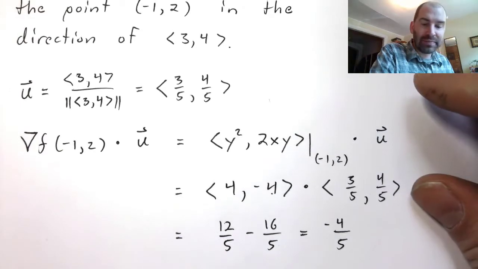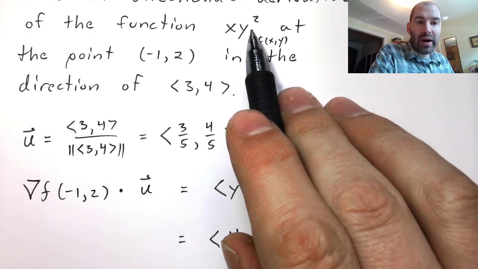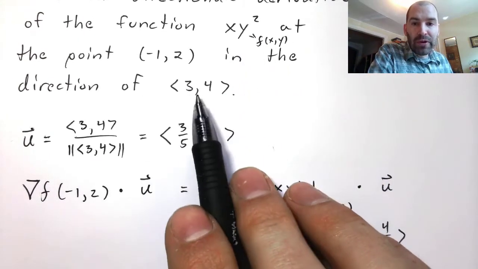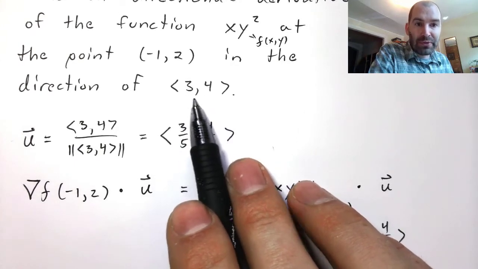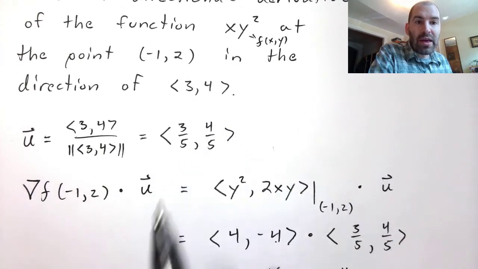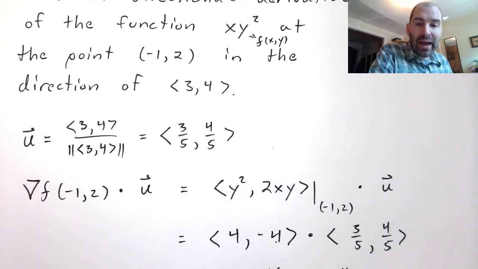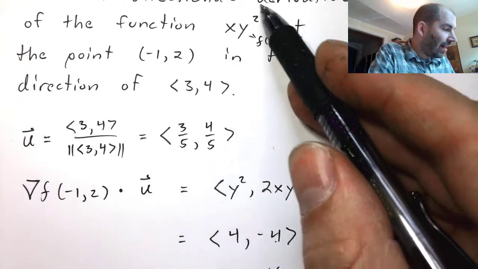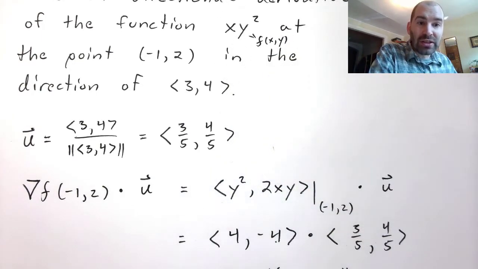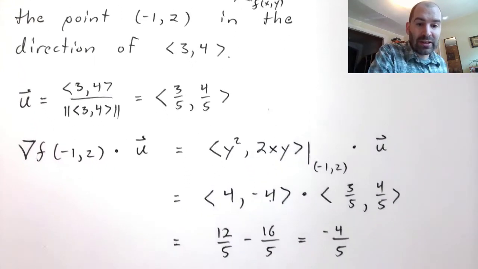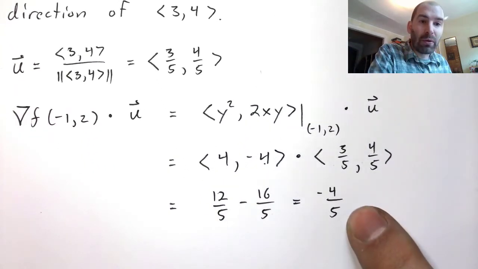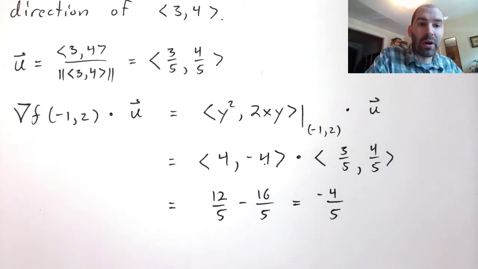So what we're saying is, if we take that function, xy squared, and we move in the direction of 3, 4, the rate at which the values of this function changes as we move in that direction is -4/5. So we know, for instance, that we're going downhill.